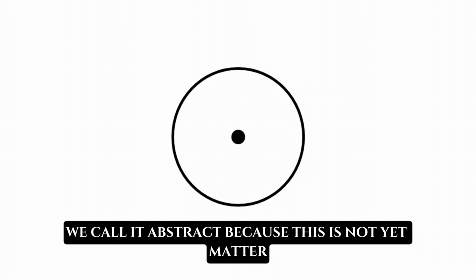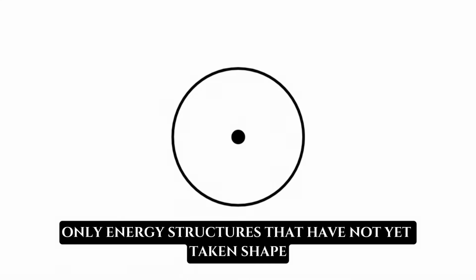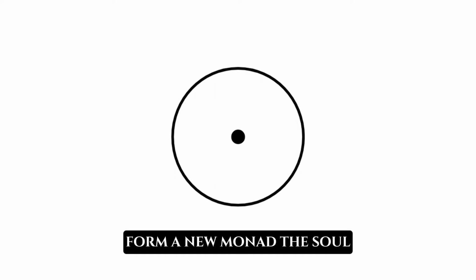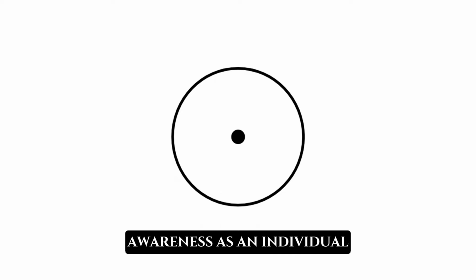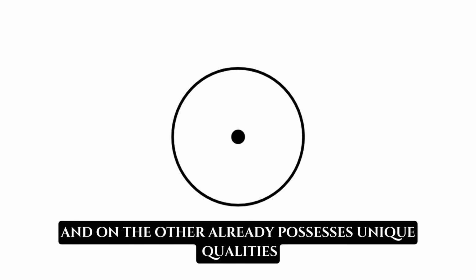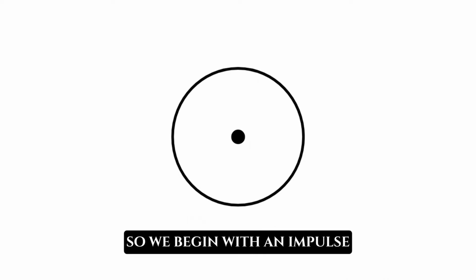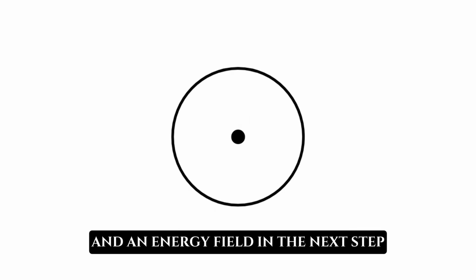We call it abstract because this is not yet matter. There are no particles here, only fields, only energy structures that have not yet taken shape. This charge and the field surrounding it form a new monad, the soul, and mark the beginning of self-awareness as an individual. Thus, the soul is, on one hand, deeply connected to the whole, and on the other, already possesses unique qualities shaped by the very tension that gave rise to it. So, we begin with an impulse. That impulse generates an abstract unit with a charge and an energy field.